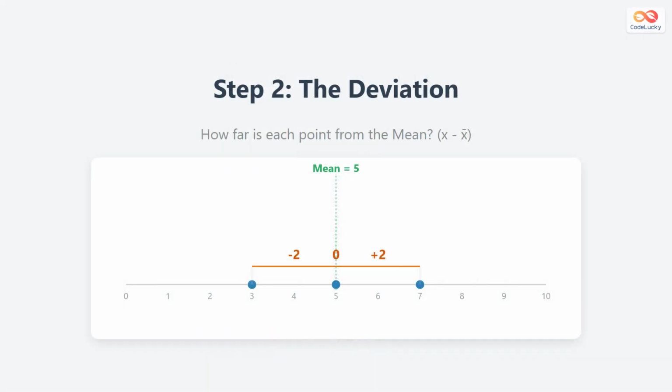Next, we calculate the deviation. This is simply the distance of each data point from the mean. For our data set, 3 is 2 units below 5, giving us -2. 5 is right on the mean, so the deviation is 0. 7 is 2 units above, giving us +2.